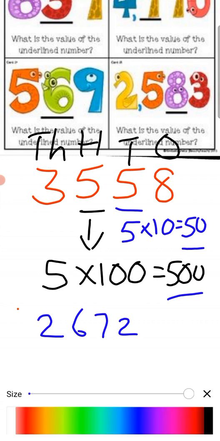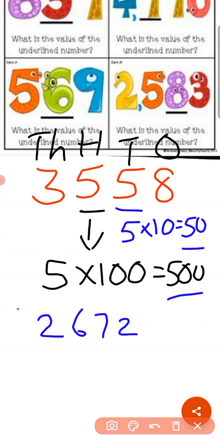2,672. Okay, 4-digit number. First, this 2 is underlined. Find the place value of this 2. 2 into 1 is equal to 2, since it is in ones place.